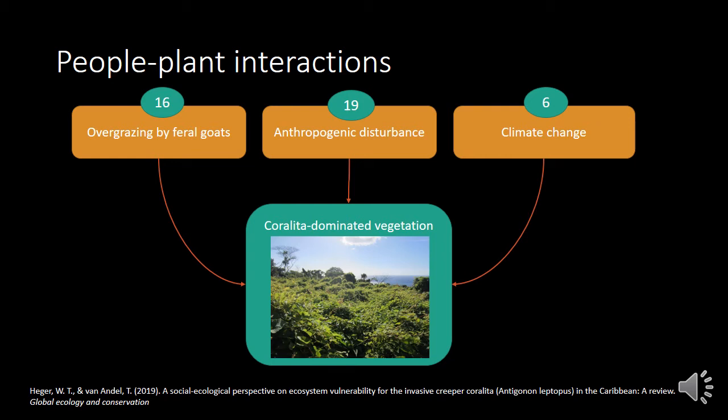The anthropogenic disturbance also had a social reason, mainly that people had stopped practicing agriculture all of a sudden, and this left large parts of the island uncovered. So what was once thought to be a problem species now turns out to be more of a symptom of the ongoing problems with the environment and the people-plant interactions.